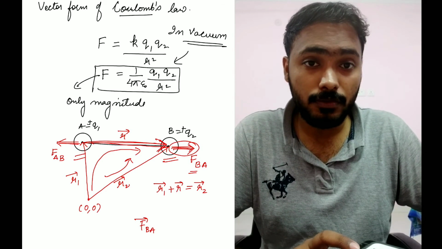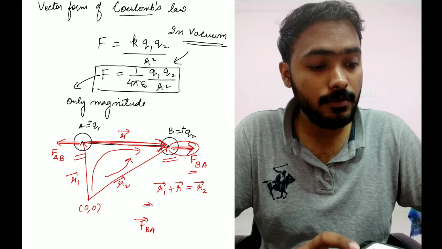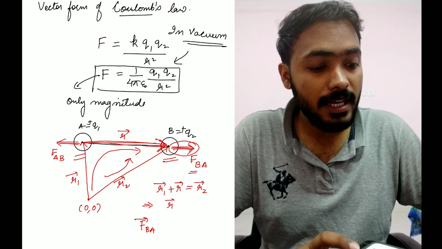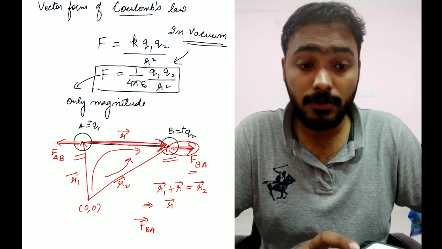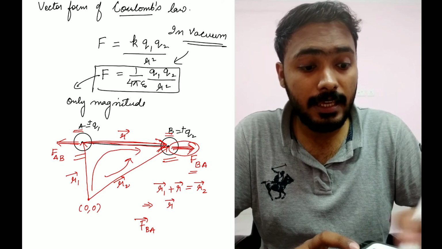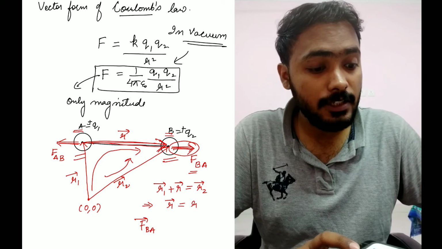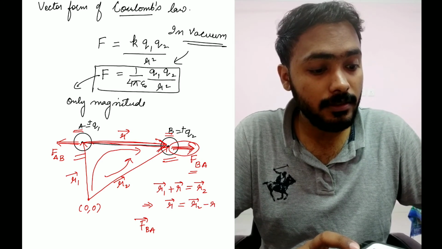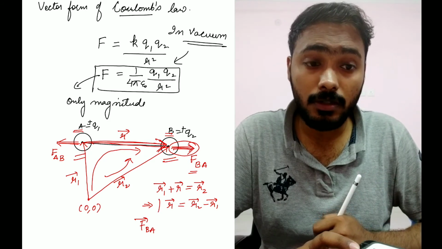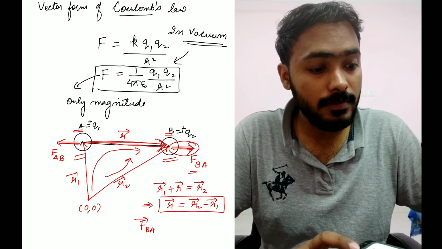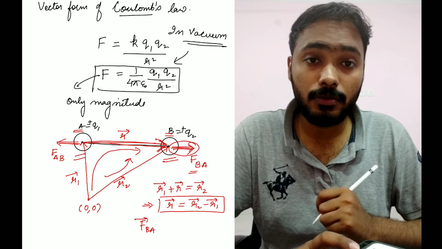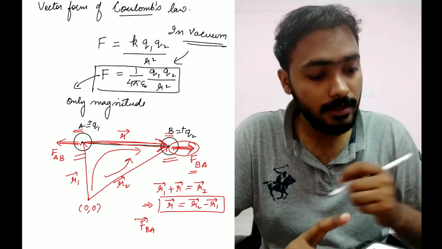Great. So if this is true, I can write my r vector, that is the separation between A and B, to be r2 vector minus r1 vector. Very important. I hope that is understandable to you. Great.